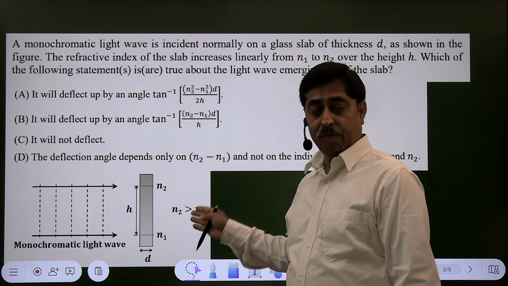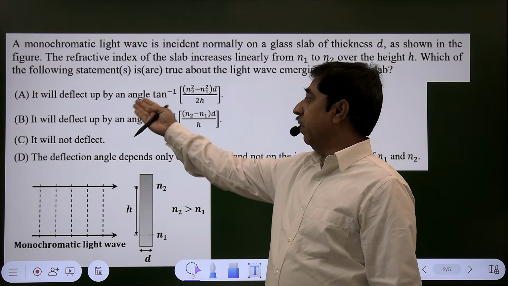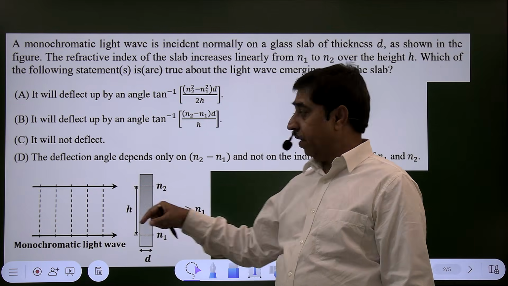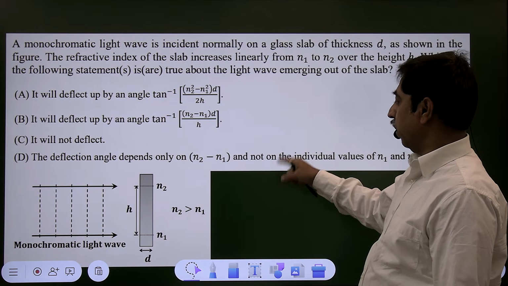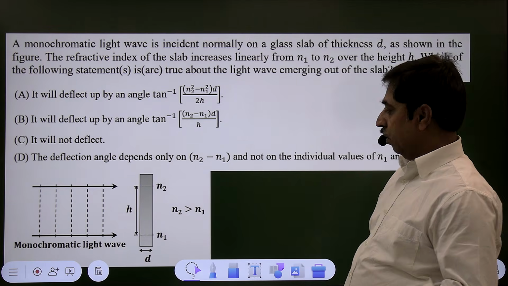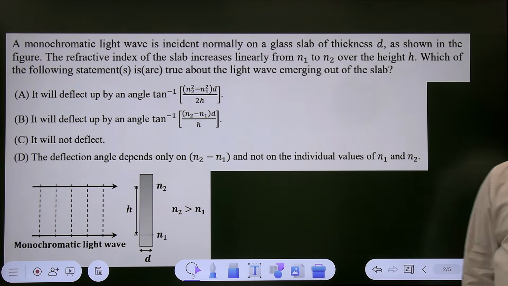जो लाइट वेव बाहर निकलेगी स्लैब के, it will get deflected up by this angle, it will get deflected up by this angle, it will not deflect. The deflection angle depends only on N2 minus N1 and not on individual values of N1 and N2. Please read this question if you haven't read before.